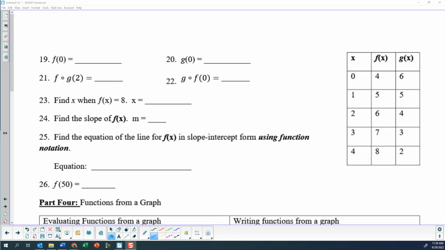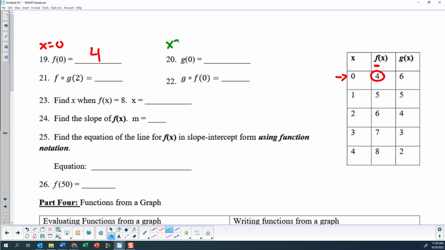Okay, part 3 of your study guide, evaluating functions from a table. F of 0 means find y when x is 0. So here's x is 0. F of 0 would be 4. We need to look at the f function.